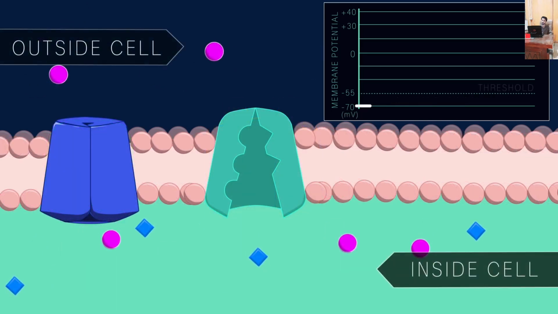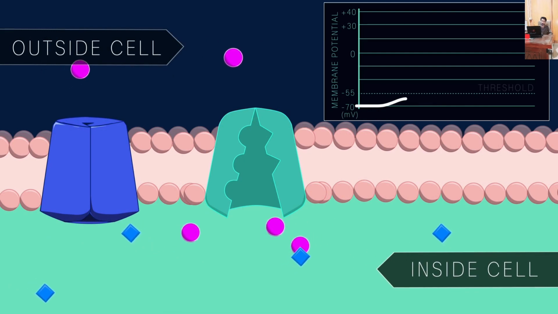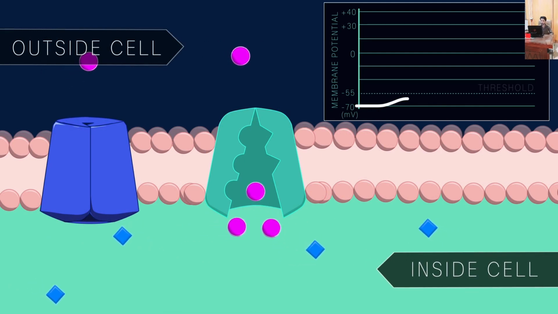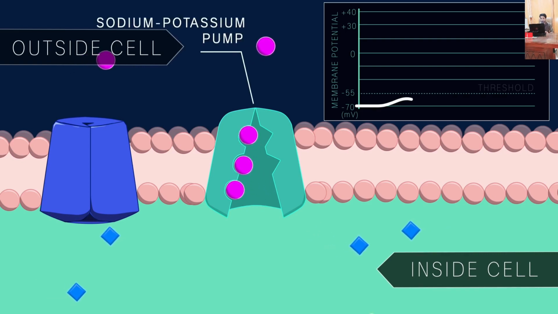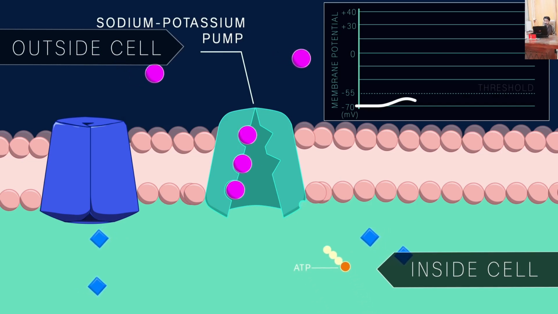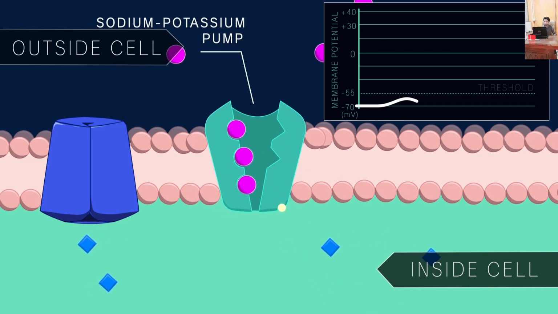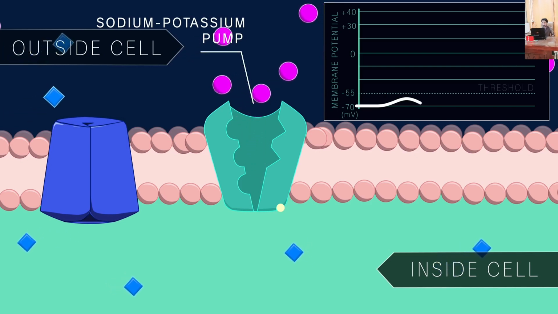When ion channels open and a graded potential occurs, the neuron moves quickly to reset its membrane potential to resting values. This is accomplished primarily by the use of the sodium-potassium pump, which uses the energy generated by ATP hydrolysis to actively transport ions across the membrane against their concentration gradient.